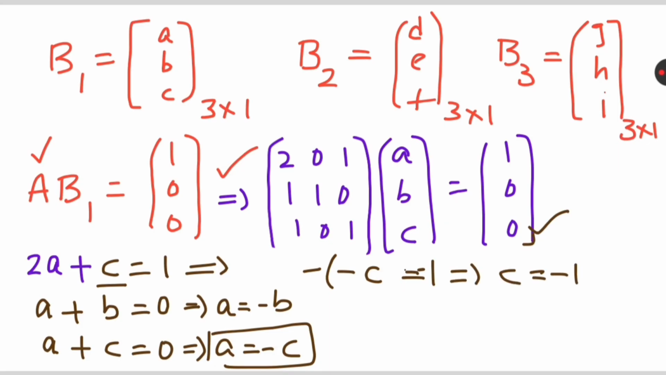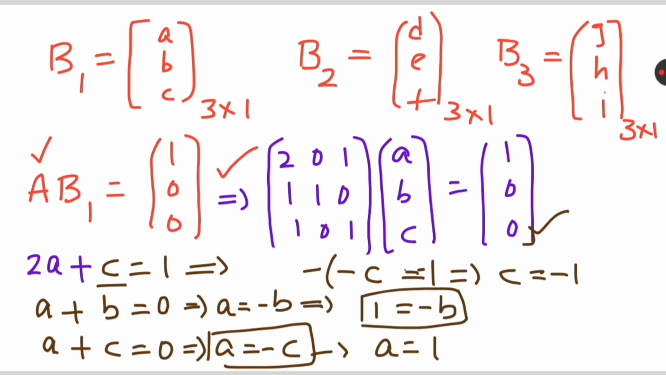So with C equal to minus 1, substitute here, then A equals minus of minus 1, which is plus 1. So the A value is 1. If the A value is 1, you can substitute here: 1 equals minus B. After multiplying both sides by minus, we get B equals minus 1.